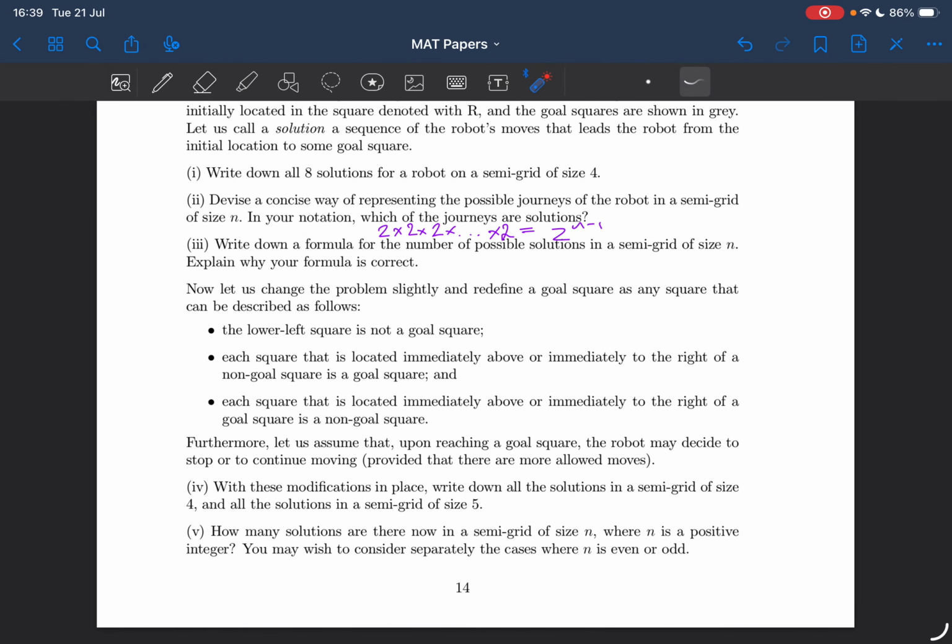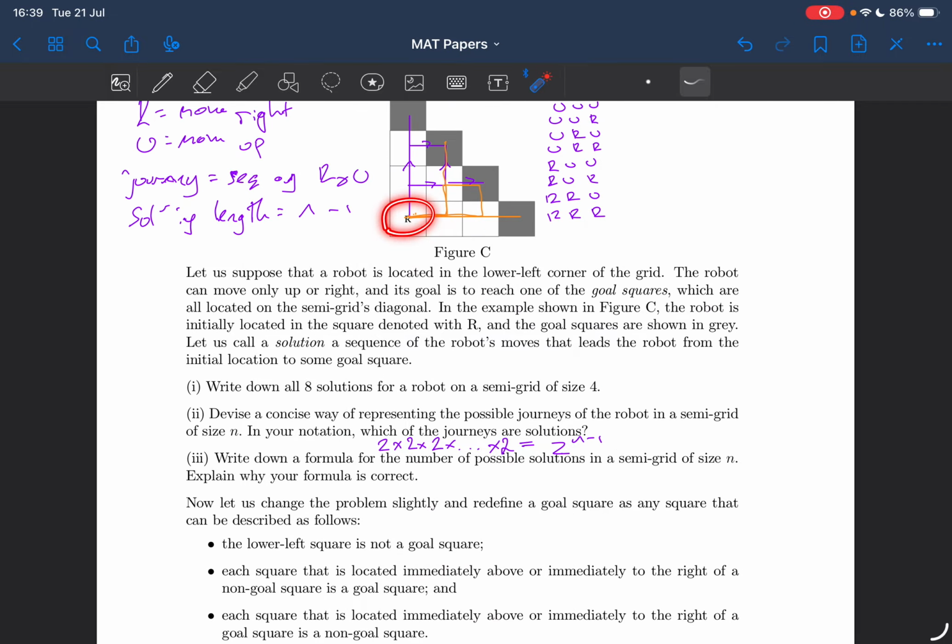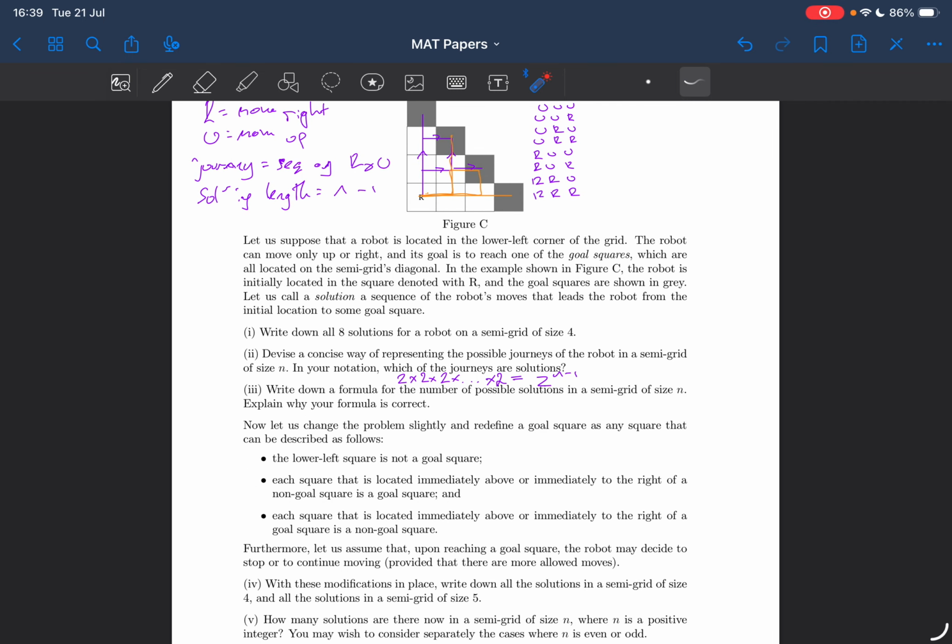So now then, let's change the problem slightly and redefine a goal square as any square that can be described as follows. The lower left square is not a goal square. So we're always starting, we're not in the goal. Each square that is located immediately above or immediately to the right of a non-goal square is a goal square.